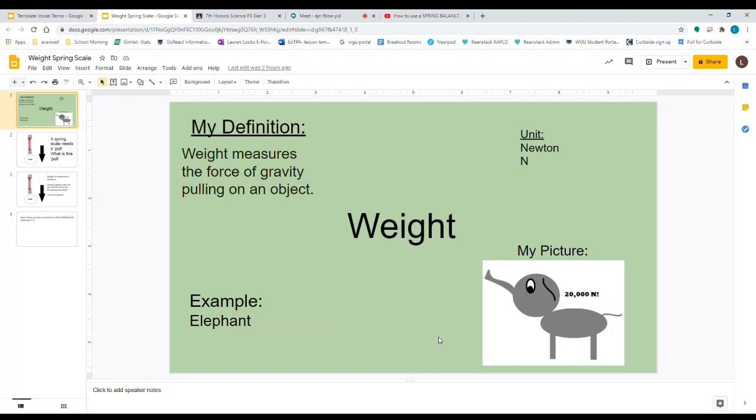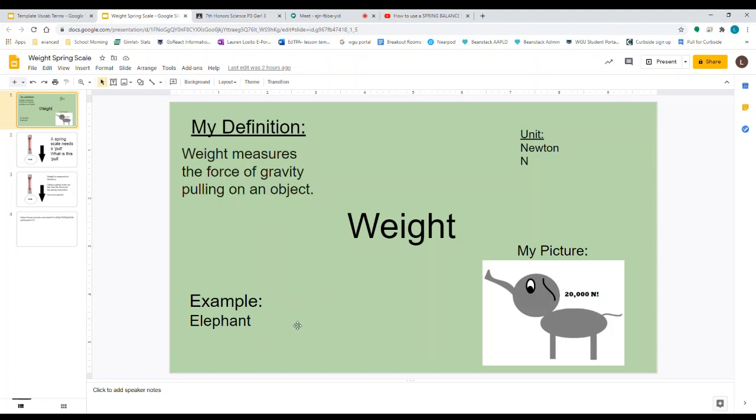So up here, this was my example. I put weight in the middle. I made it nice and easy to see. And then my definition was weight measures the force of gravity pulling on an object. So the terms that I think are important here are gravity is going to be the most important. Gravity is a force, and that it is pulling on whatever we are using, so our object.